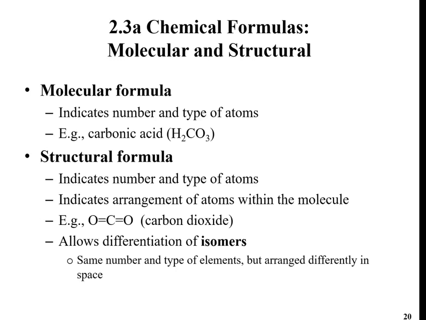Okay, molecular and structural formulas. The molecular formula indicates the number and type of atoms. So carbonic acid, for example, is H2CO3. The structural formula not only indicates the number and type of atoms, but it also indicates the arrangement of atoms within the molecule. So you can see here, you could call carbon dioxide CO2, or you could also draw it out to show the double bonds that carbon forms with oxygen, which you can't see in just the regular notation.